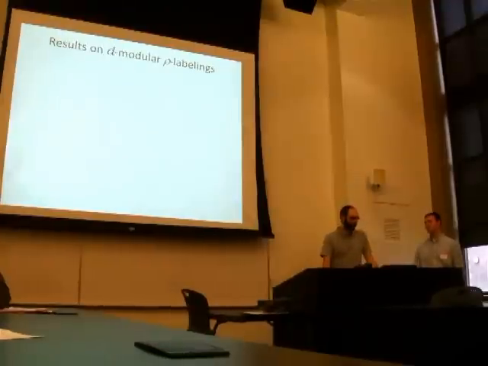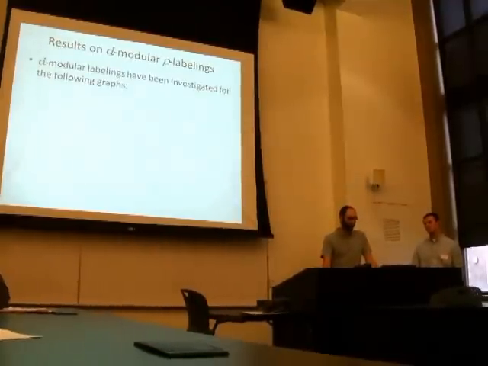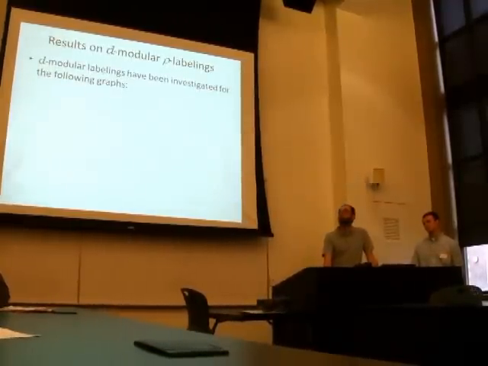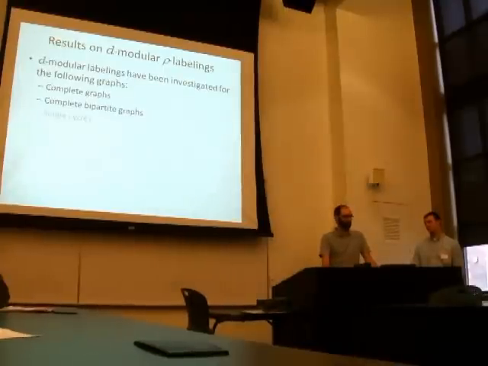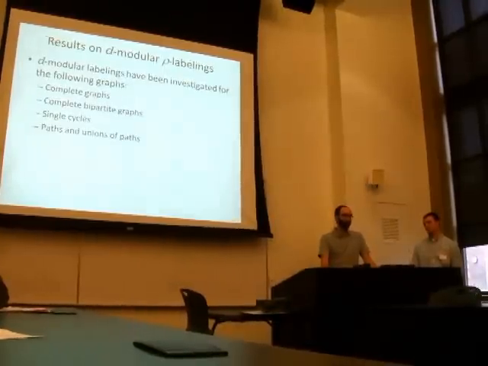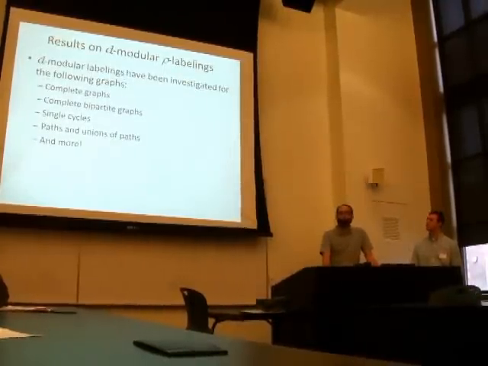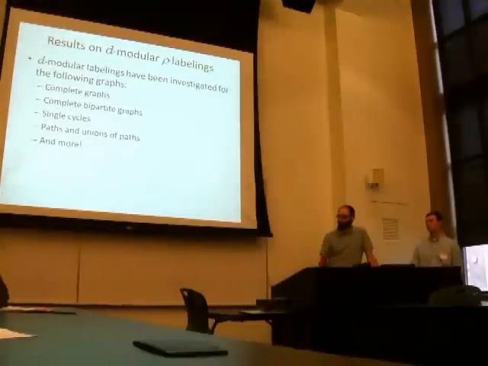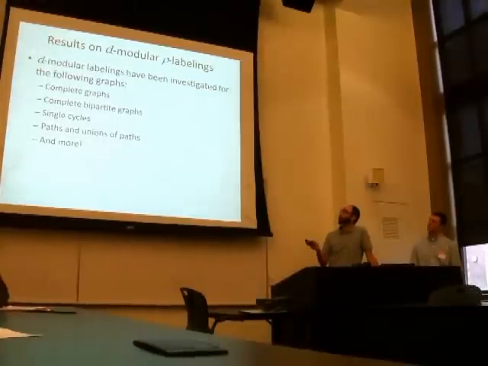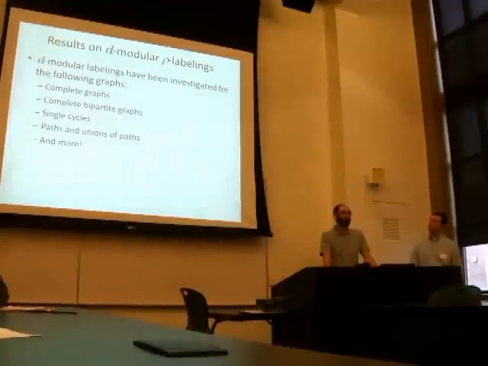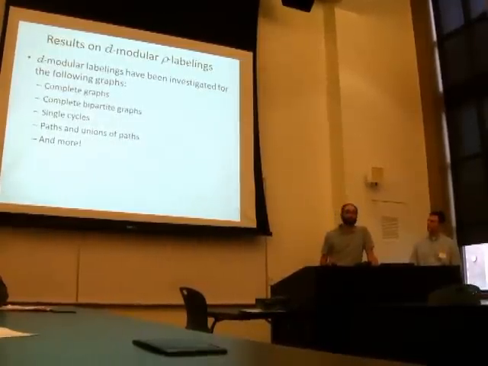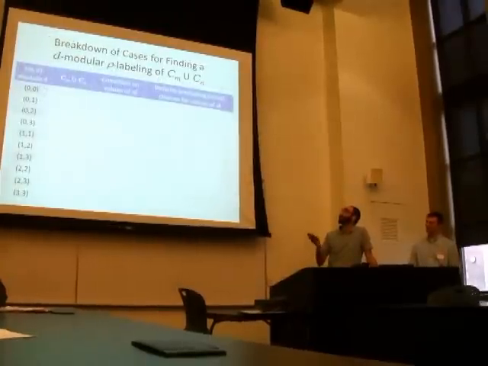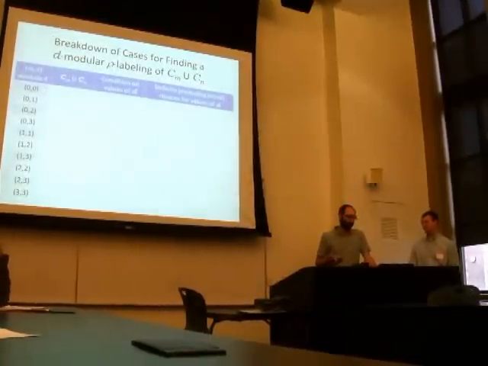Now, there are some results on d-modular row labelings already. They've been investigated for several different classes of graphs: complete graphs, complete bipartite graphs, single cycles, paths and unions of paths, and many other classes of graphs as well. So we asked, okay, it's been done for single cycles. Can we do it for the union of 2 cycles? Is such a thing even possible?